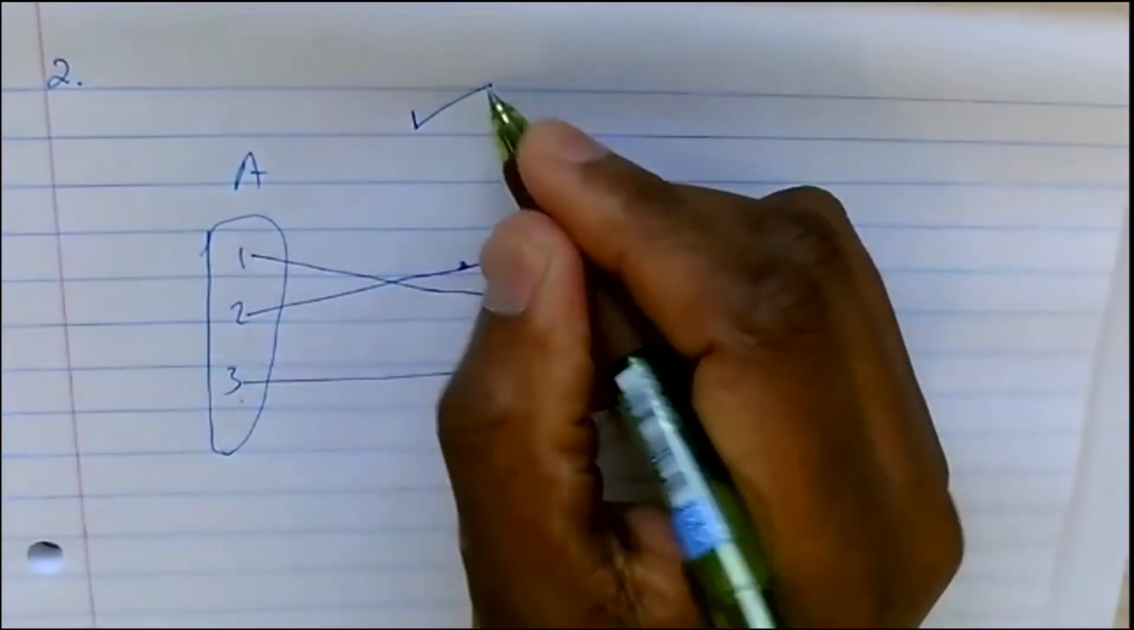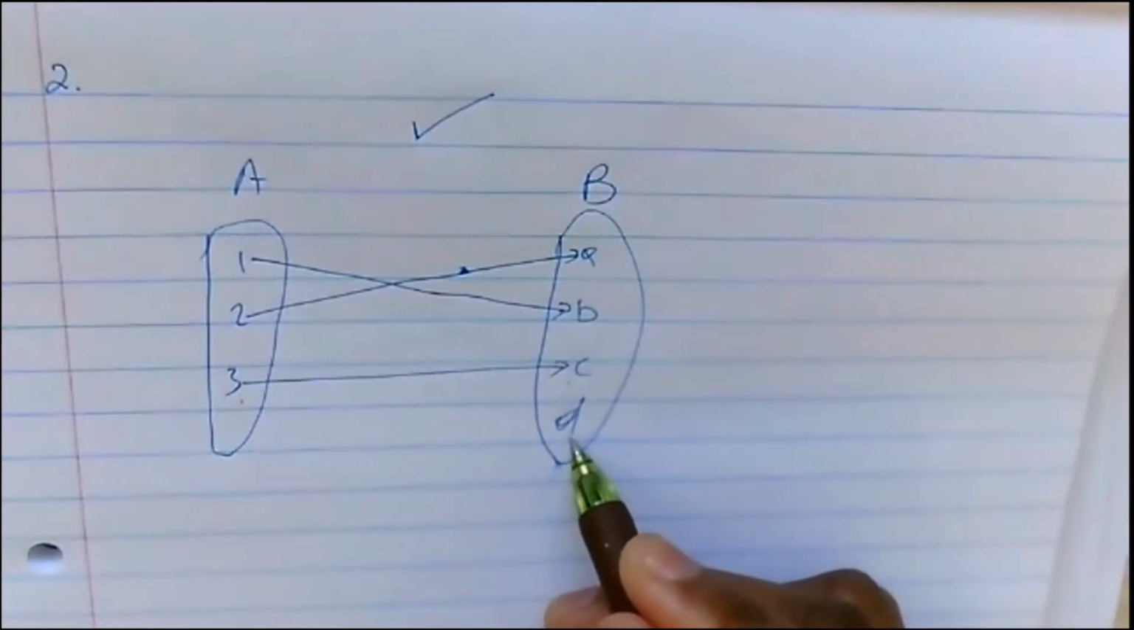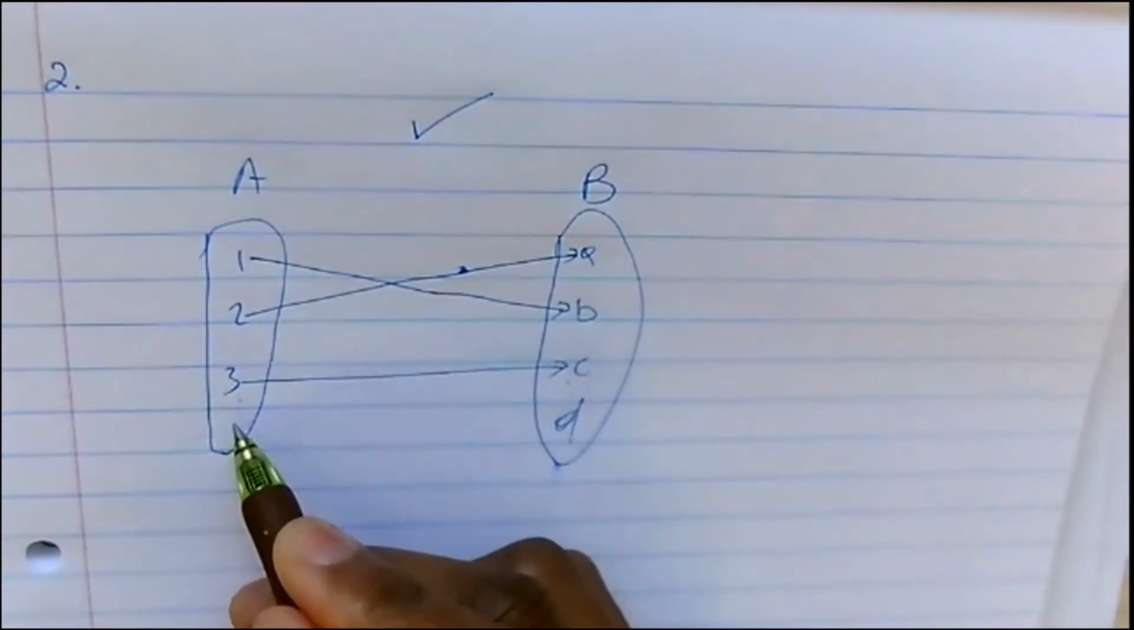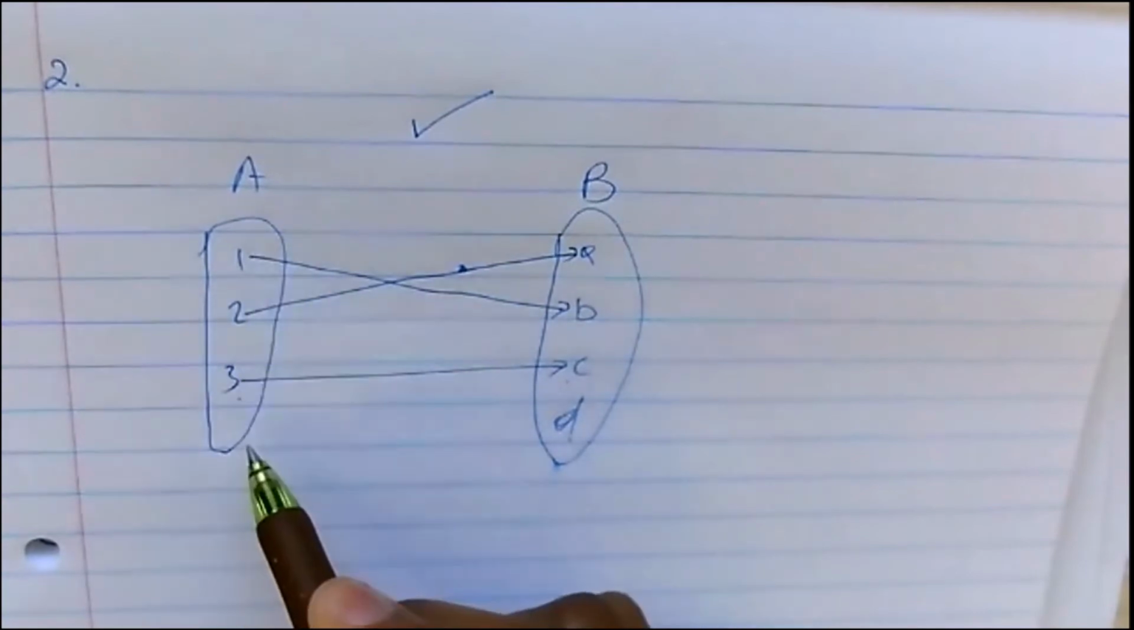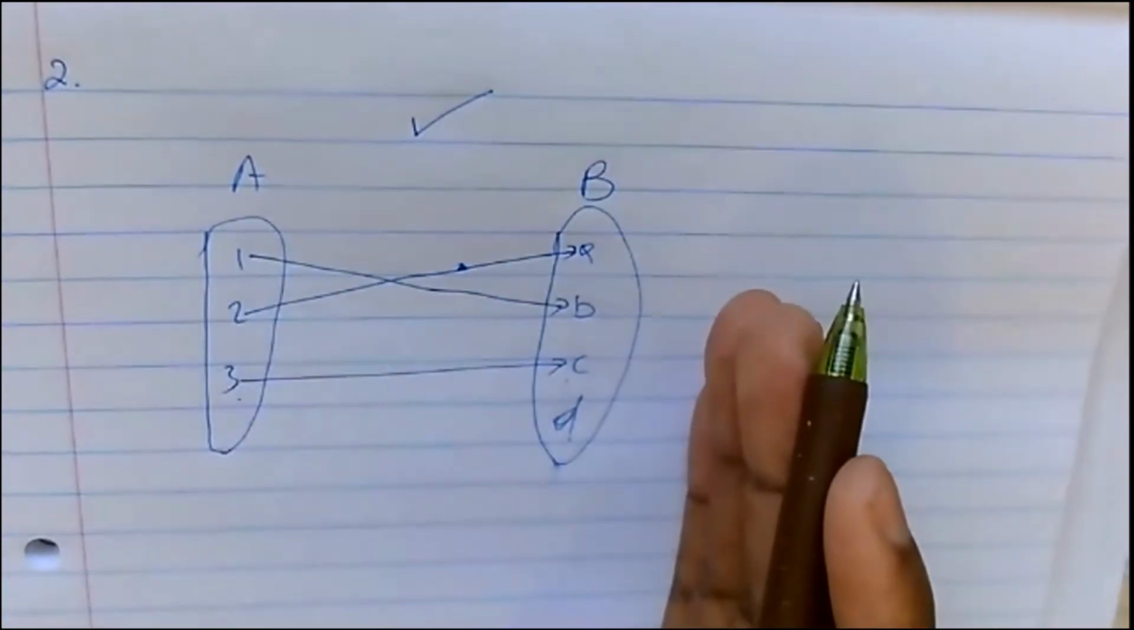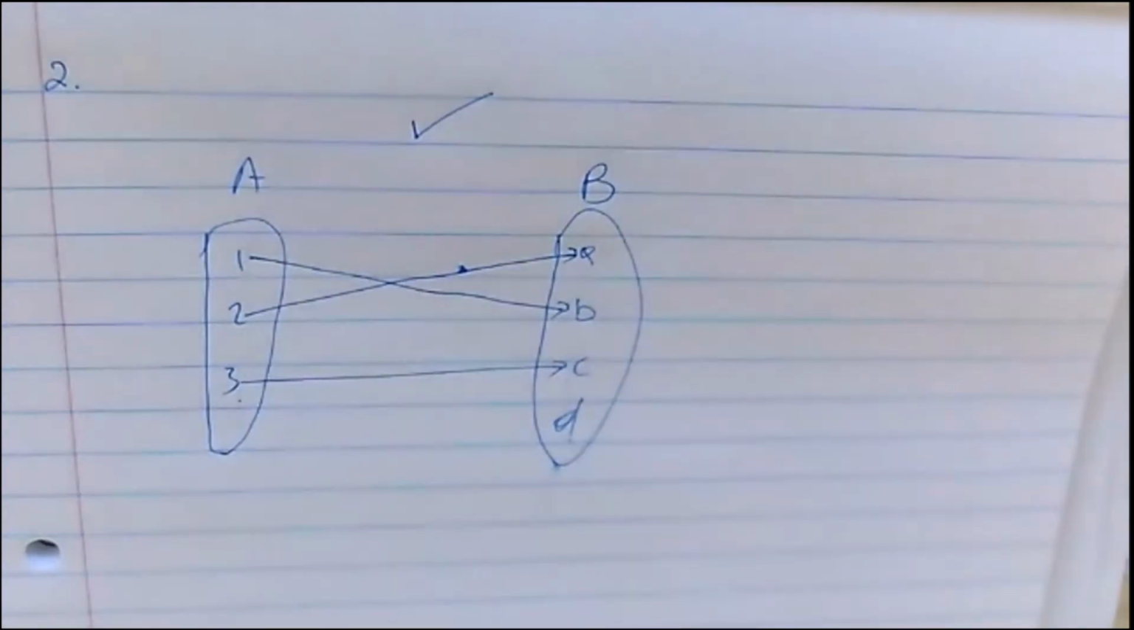So this one passes to be a function, irrespective of the fact that D has got no relation with elements in A, because the emphasis on the definition of a function is on A. Everything in A must be assigned. Let's look at another example.